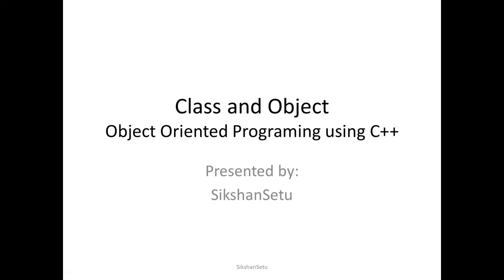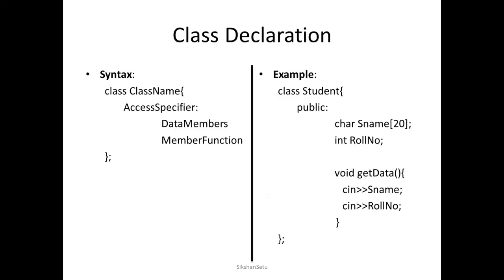Hello friends, in today's lecture we will be talking on classes and objects. This is a very important concept in object oriented programming. So let's see how to declare a class. Now first of all, what is a class? We can say a class is the collection of data members and member functions.